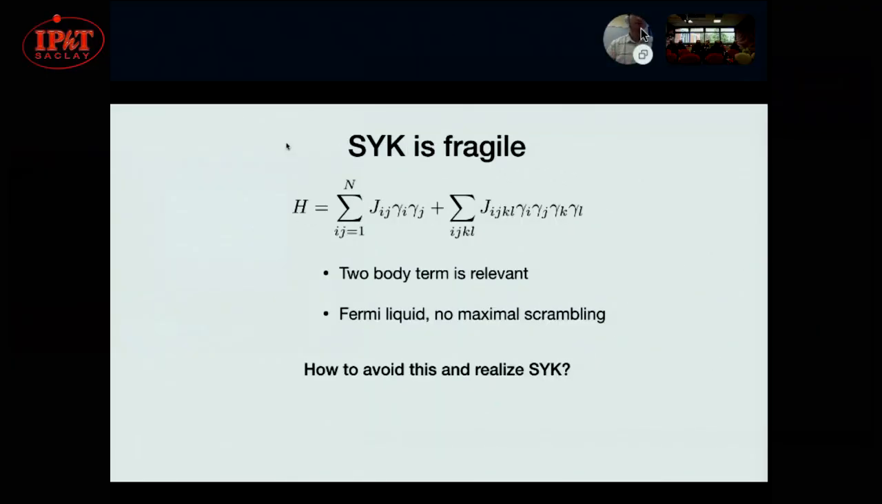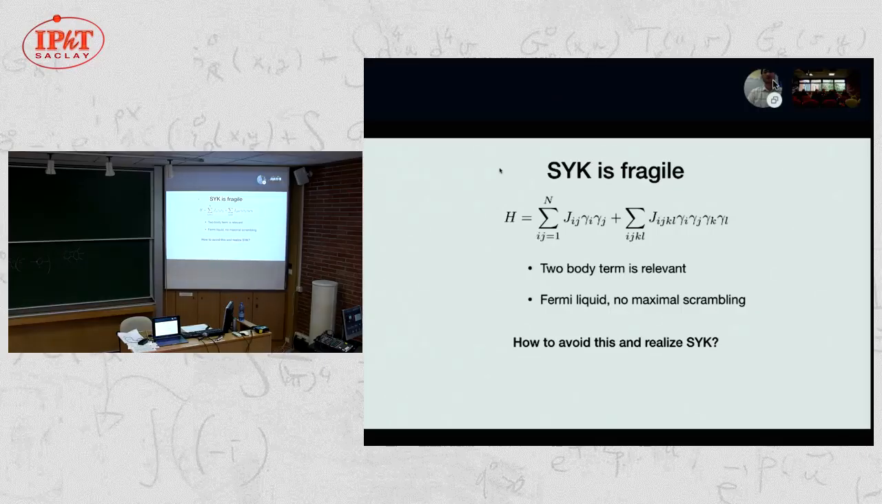The obvious, superficial reason is that you need to assemble a large number of fermionic degrees of freedom and let them all interact without any spatial structure. But actually, there's a more fundamental reason, in the renormalization group sense. It can be summarized as the fragility of SYK.